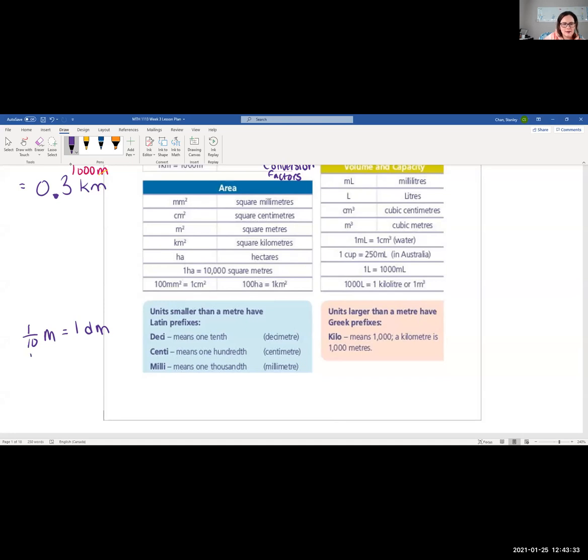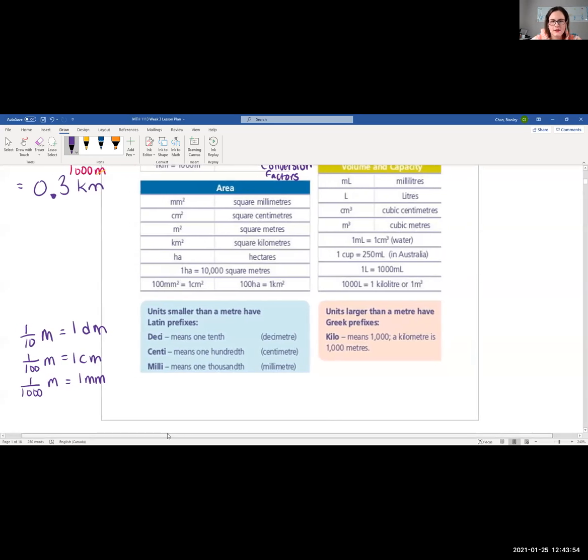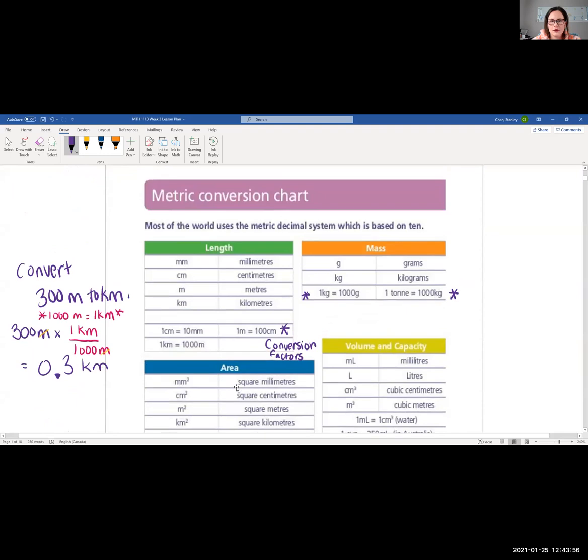Centi is the same. So 1/100th of a meter equals 1 centimeter. And then milli means a thousandth. So 1/1000th of a meter equals 1 millimeter. So that's where those prefixes come from. Any questions so far about conversion factors and the metric conversion chart?